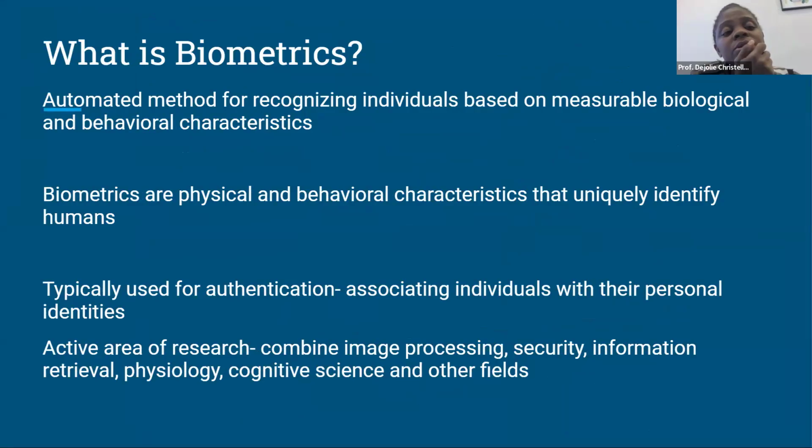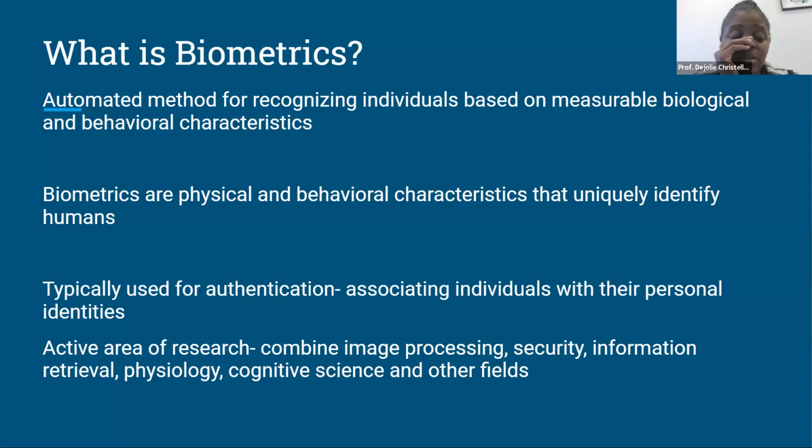So biometrics are automated methods for recognizing individuals based on measurable biological and behavioral characteristics, right? Biometrics are physical and behavioral characteristics that uniquely identify humans, right?